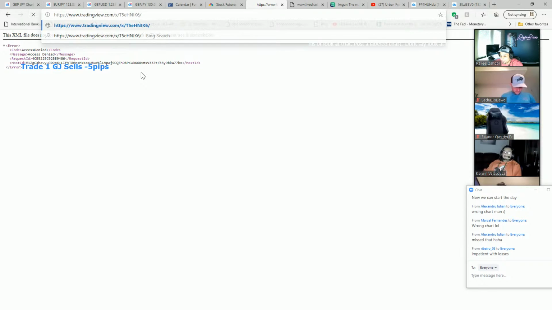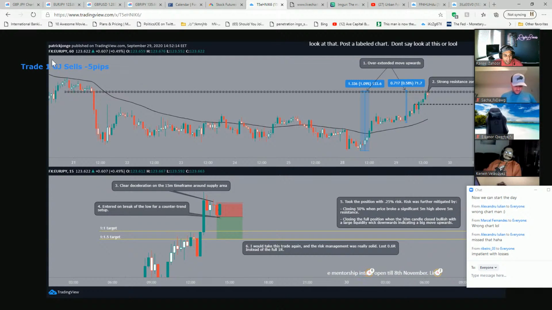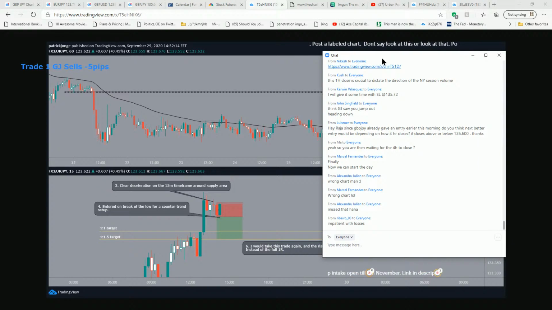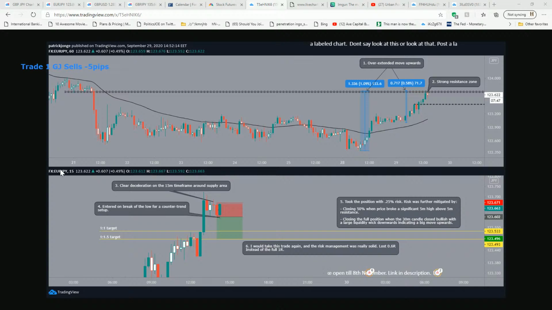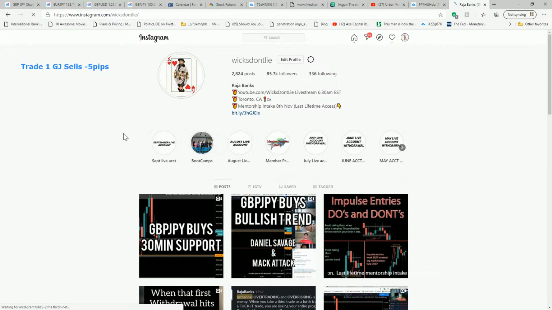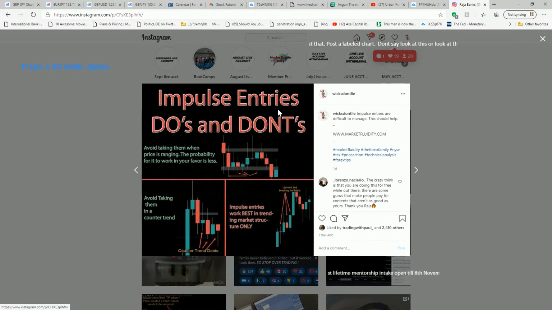Alright, let's give this another go over here. Euro JPY. We got some chart work over here. This is 15-minute. This is 1 hour. Strong resistance over here. Oh, you're taking a sell over here. Entered on the break of the low for a counter trend setup. If you have seen my post on Instagram, I'm going to pull it up here once again. I don't think people really learn things, man. Impulse entries, do's and don'ts. One don't is avoid taking them in a counter trend.